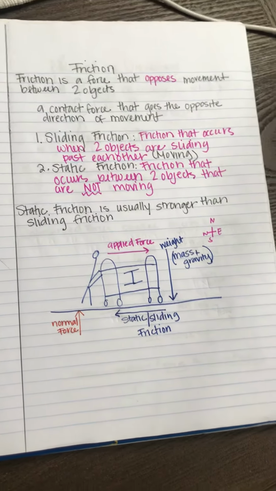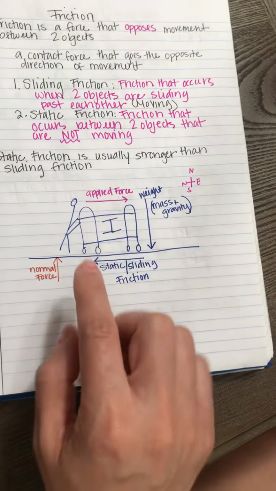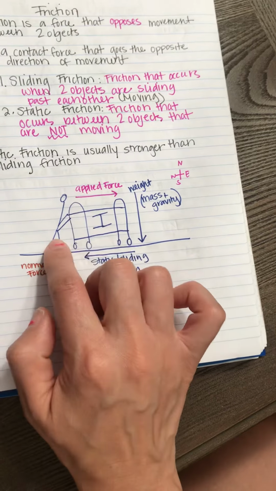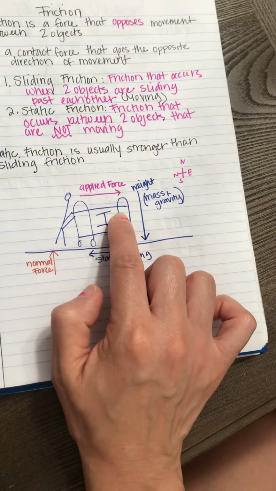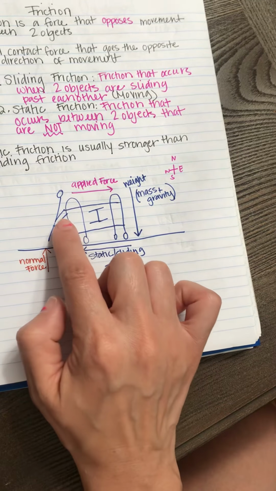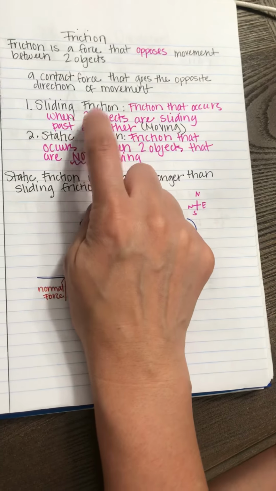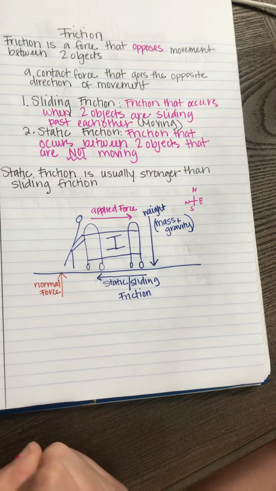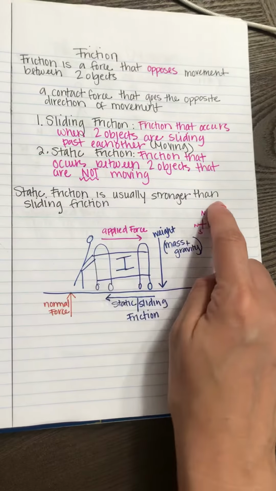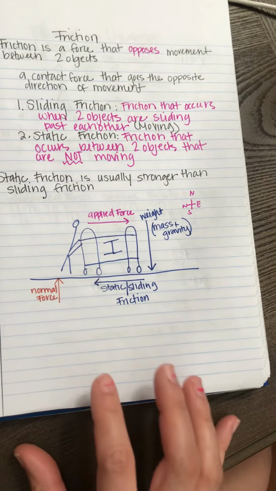Think of that, and that's the picture that I have here. It's the Chromebook cart. There's a student. Normally, the student is trying to push the cart. Now, once the cart is moving, we have sliding friction because the cart's moving. But right before it moves, there's static friction. Okay? And static friction is usually stronger than sliding friction.